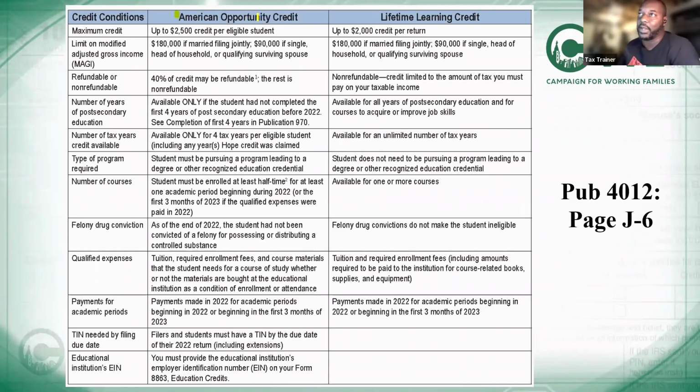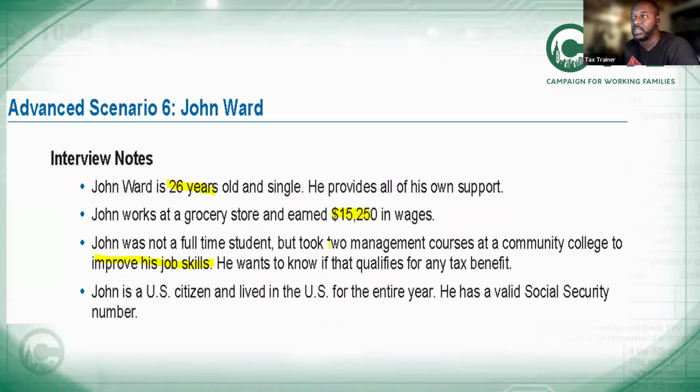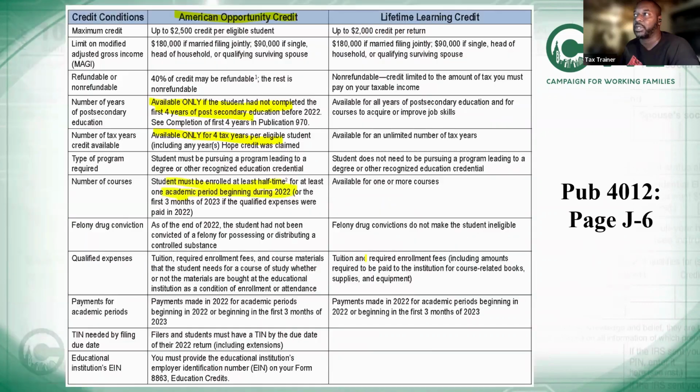So there's the American Opportunity Credit, and the American Opportunity Credit is available only for students that are in their first 4 years of school. They're usually matriculating, taking classes. They are at least a half-time student. And what was he doing? He was just working and taking a couple of classes. So what he was doing, lifetime. He would get the lifetime learning credit, right?